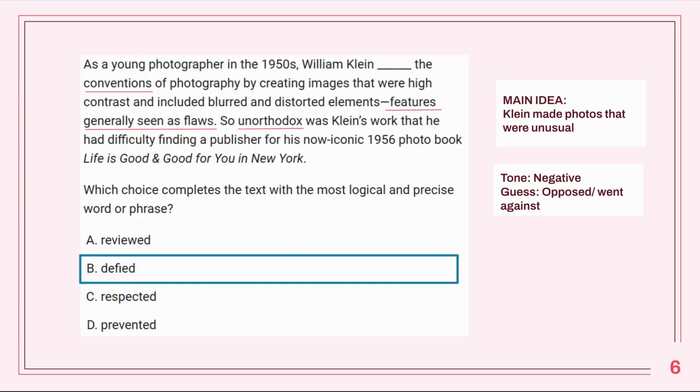We just want to know that Klein is kind of defying the conventions, or he defied the conventions of photography because he made photos that were unusual, that he had difficulty finding a publisher and all of that. So you can see that there's a lot of clues in this passage, in the specific wording, that is kind of pointing you to the fact that he's going against the conventions of photography.